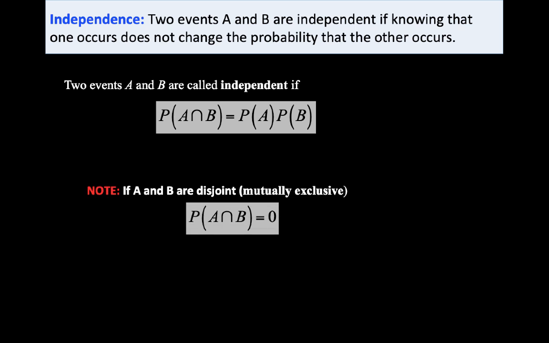Note, if A and B are disjoint, which means mutually exclusive, then probability A intersection B equals 0. Now you see the difference between independent and disjoint.